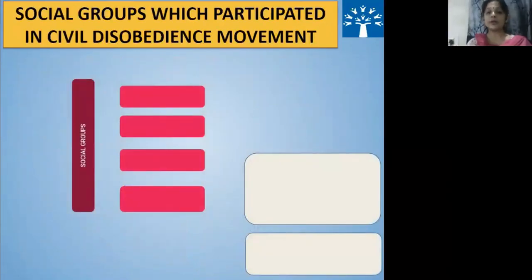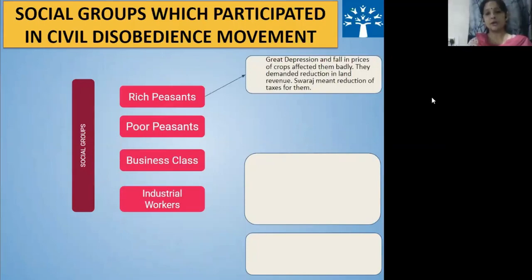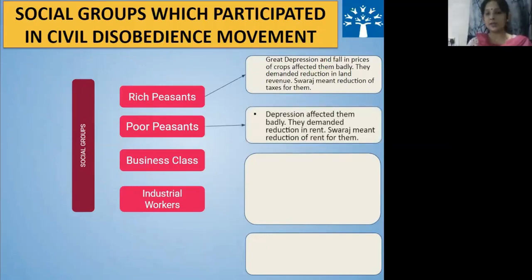Social groups which participated in civil disobedience movement: rich peasants, poor peasants, business class, industrial workers. Rich peasants, because of the Great Depression and fall in the prices, demanded reduction in land revenues. Swaraj for them meant reduction of taxes. Poor peasants were affected badly by the Great Depression. They also wanted a reduction in the rent. Swaraj for them meant reduction in the rent.